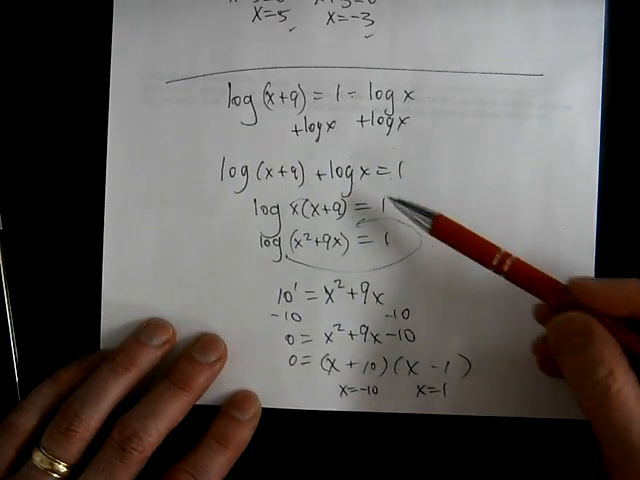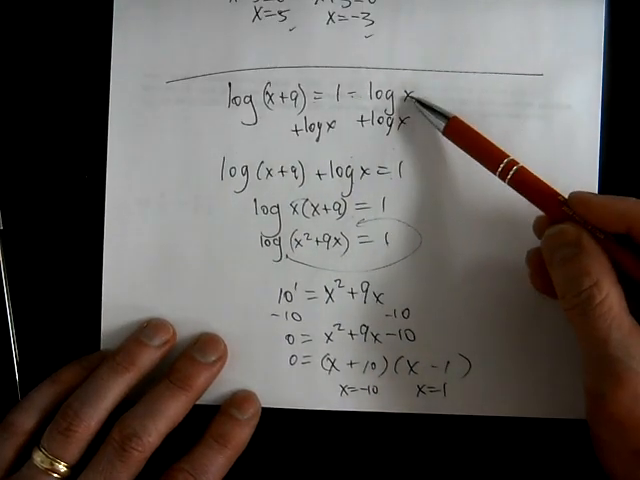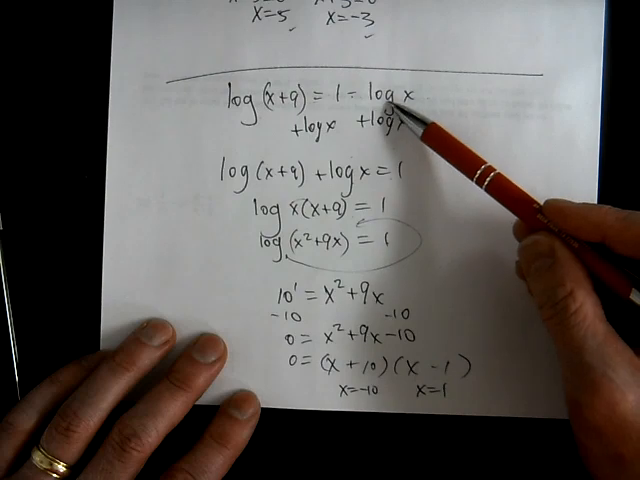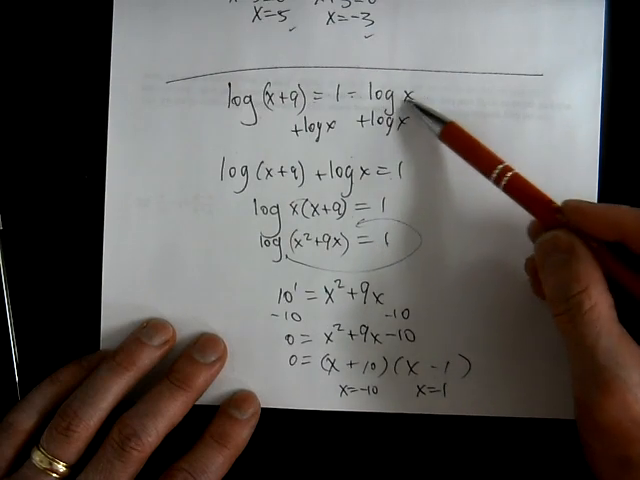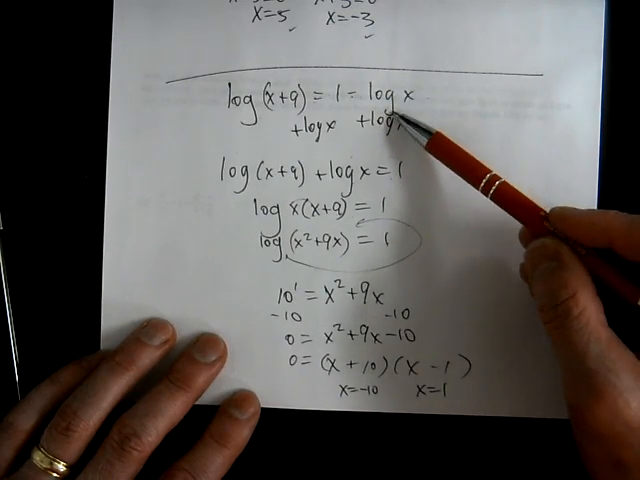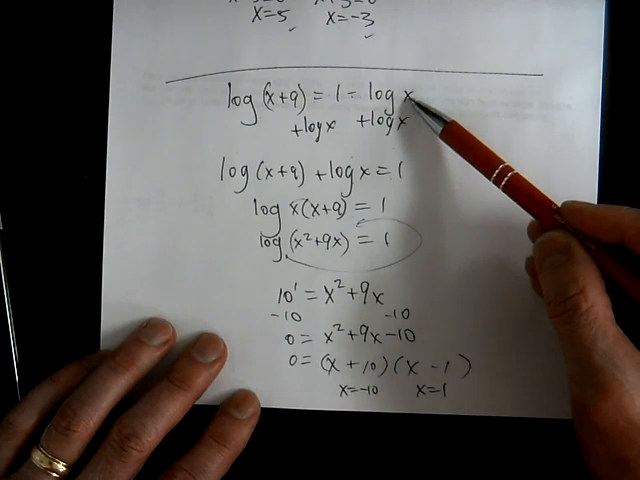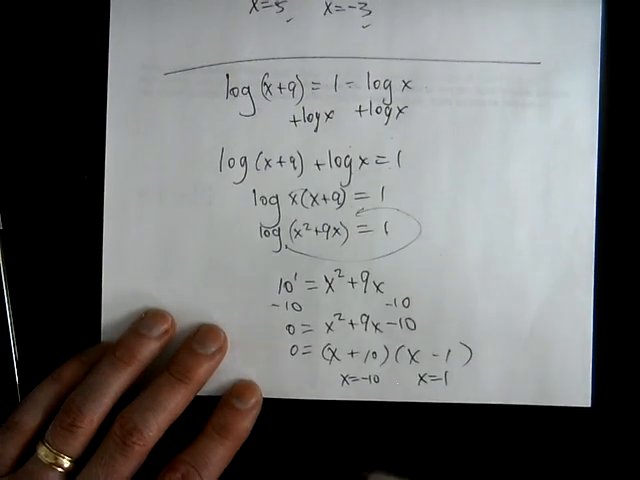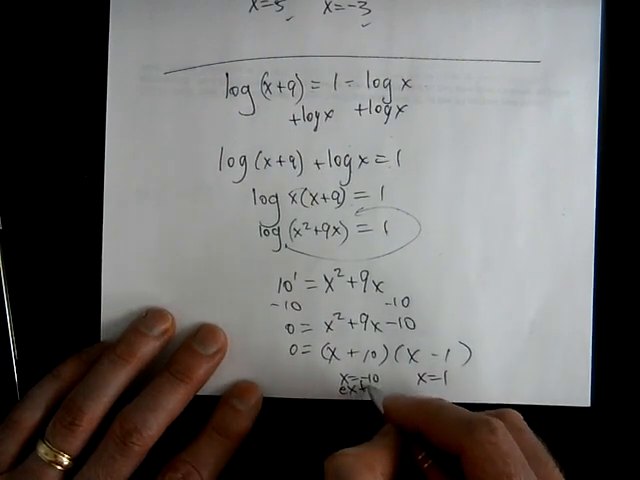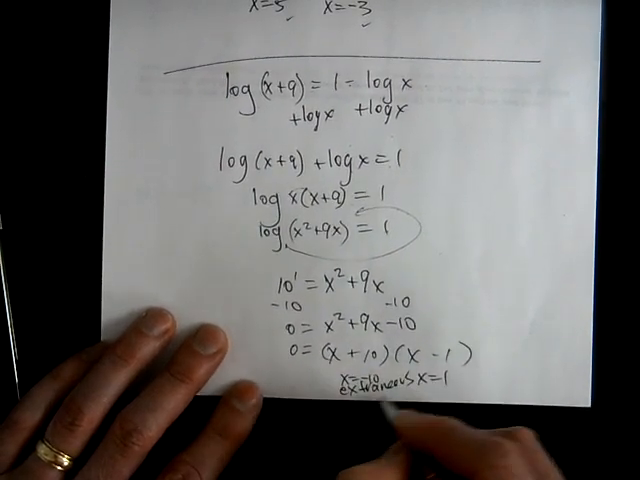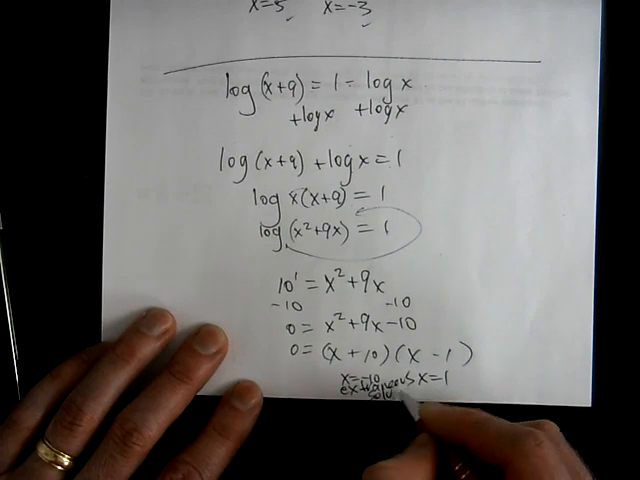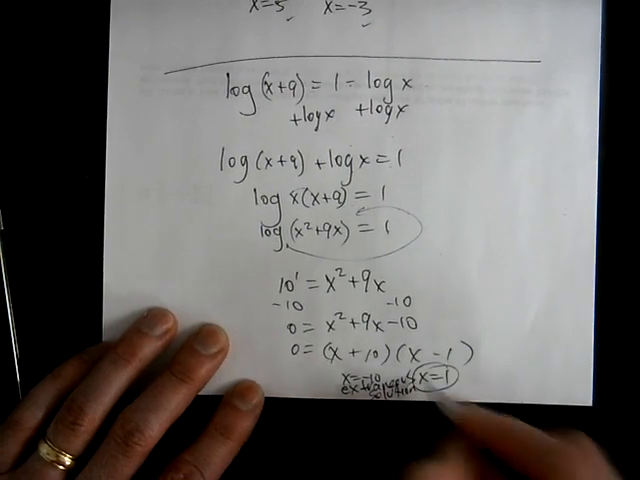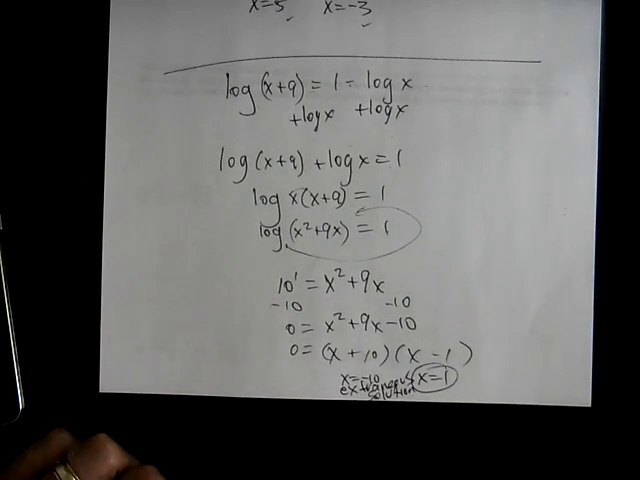If you plug negative 10 into the problem, you'd be taking a logarithm of a negative, and you can't do that. You can't have 10 to a power be a negative number. So this is an extraneous solution, and that's the only answer.